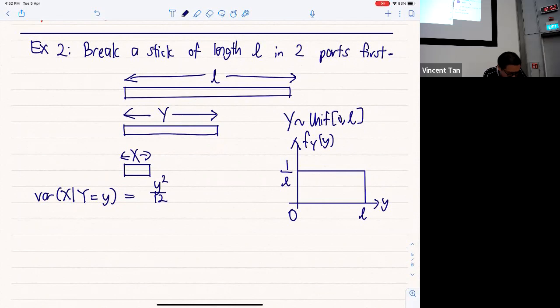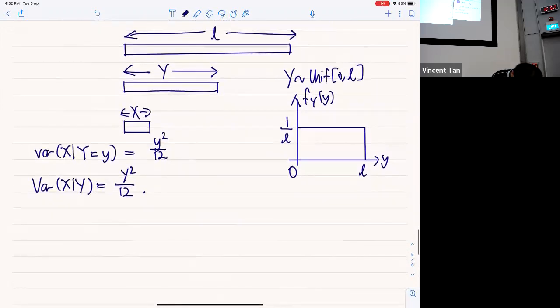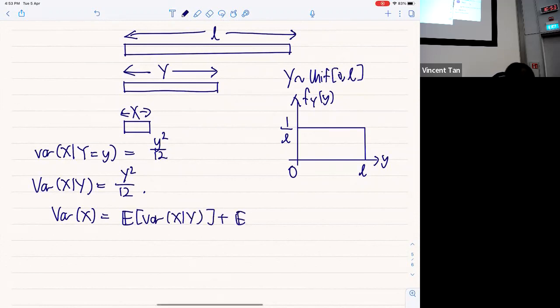As I said just now, (b minus a) squared over 12. When we condition on a random variable Y, we change the little y to capital Y. That's all. So when we want to compute the variance of X, there are two components. By the law of total variance, the variance of X is equal to the expectation of the variance of X given Y, plus the variance of the expectation of X given Y. Very good.